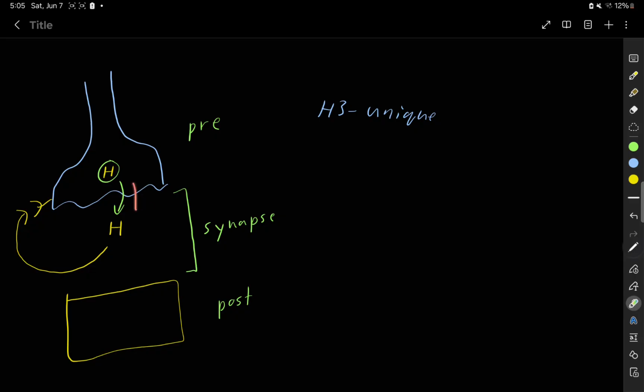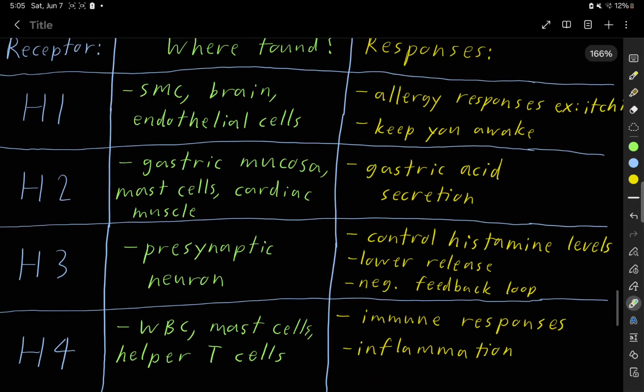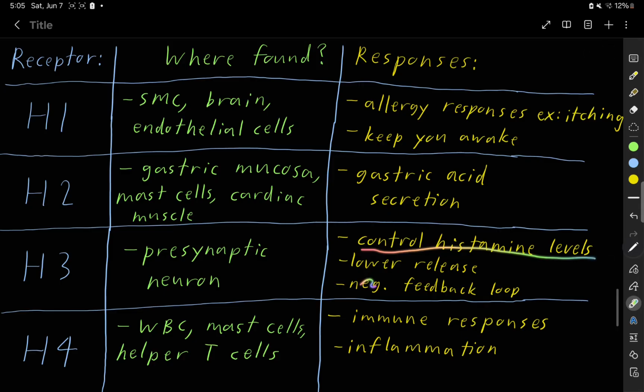In order for this release process to work, calcium ions must enter the neuron via ion channels. This is important for release. And what these receptors do when they're activated by histamine is they inactivate these channels, and they do other things to prevent the release of histamine. So it's like a negative feedback loop. The more histamine you have getting released, the more histamine will come and bind onto these receptors, and the more histamine release will be prevented. And this is done to keep histamine release under control so that you don't have an excessive amount of histamine being released. So H3 receptors, they control histamine levels by lowering the release of histamine via a negative feedback loop.